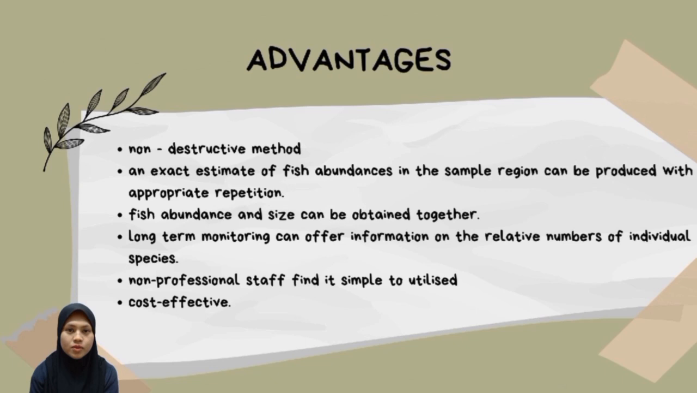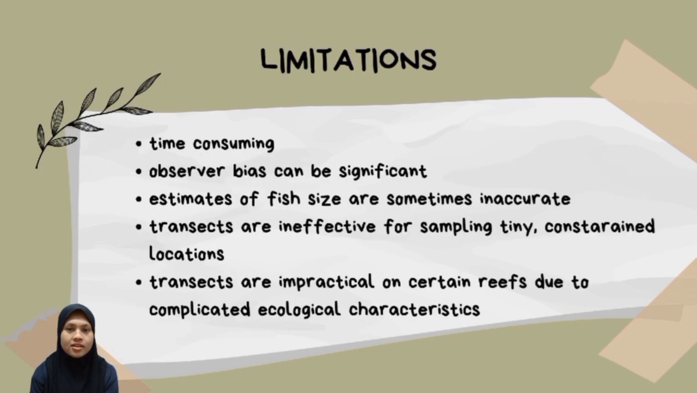The advantages of fish belt transect are it is a non-destructive method, fish abundance and size can be obtained together, and it is cost-effective. Meanwhile, the limitations for this method are it is time-consuming, observer bias can be significant, and estimates of fish size are sometimes inaccurate.